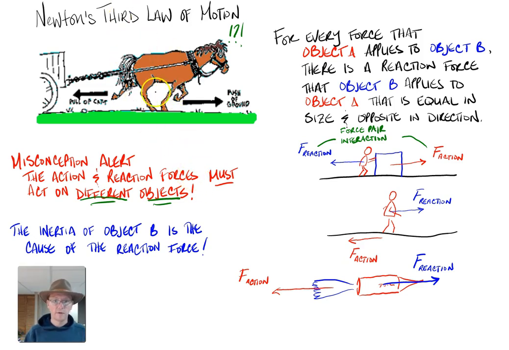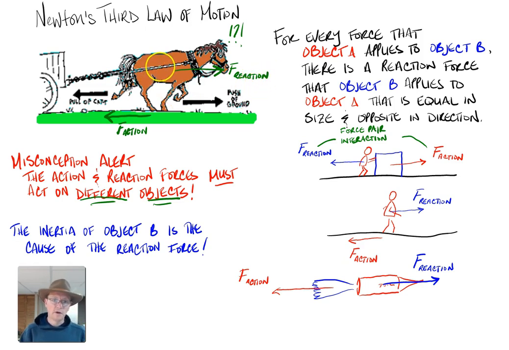And so let's talk about that for a second. Now instead of thinking about the horse as one thing and the cart as a different thing, let's think about the horse and cart as one thing. Now the horse applies a force in this direction. That's the action force. The horse's hooves push backward on the ground. And so the horse and the cart together experience the reaction force. And so the reaction force is what moves the cart and the horse forward.